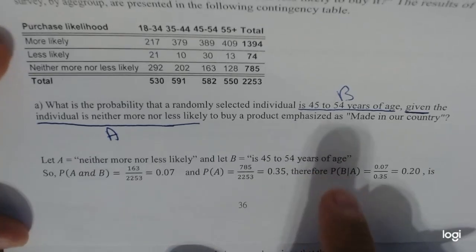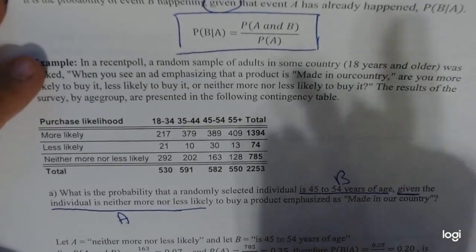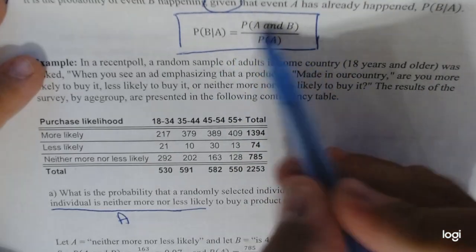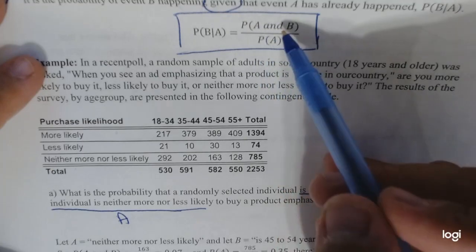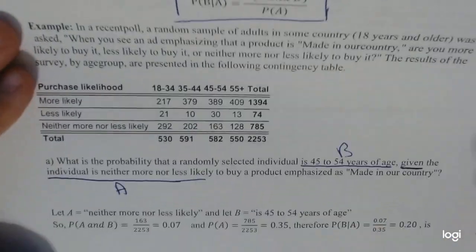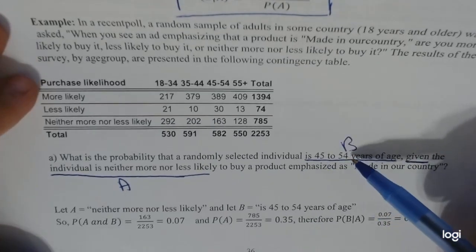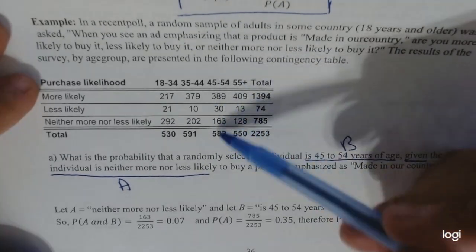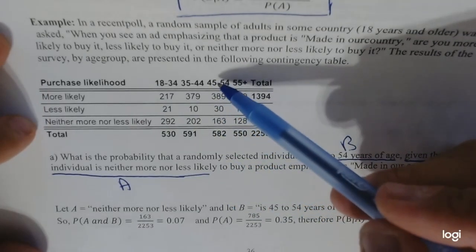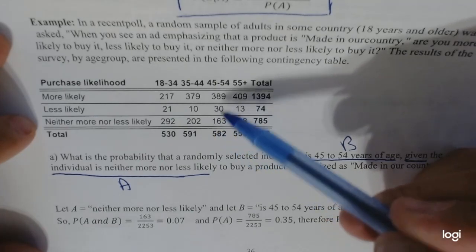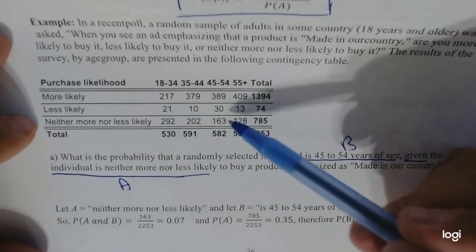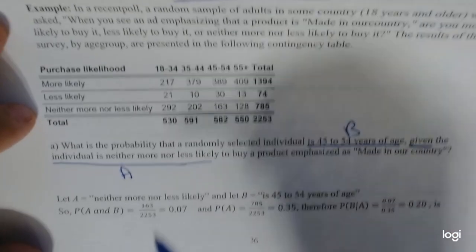Now remember, the reason why we do this, now we go back to our equation. The whole process is defining this number, and we need two probabilities, and then we divide them. So the first thing we got to figure out is the probability of A and B. So when do they happen at the same time? How many people, in other words, are 45 to 54 years of age and also said neither more or less likely? Well, that should be 163. That's how many people are between ages 45 and 54, and also said neither more nor less likely. So that's how we get the first one.